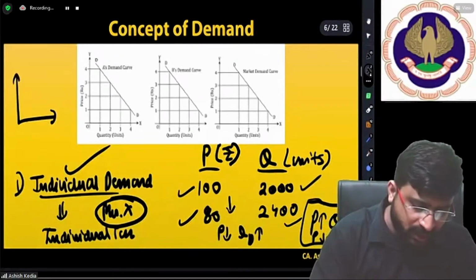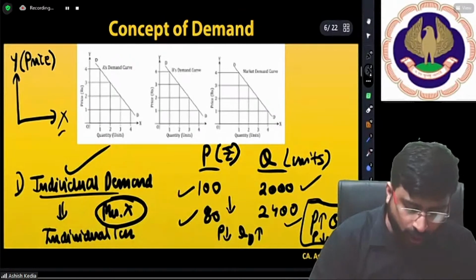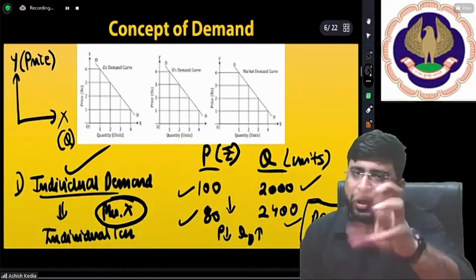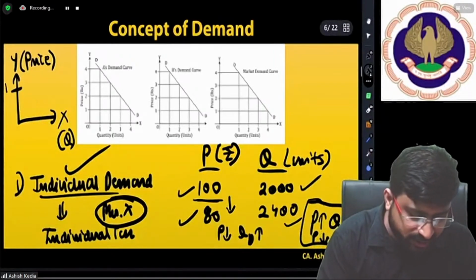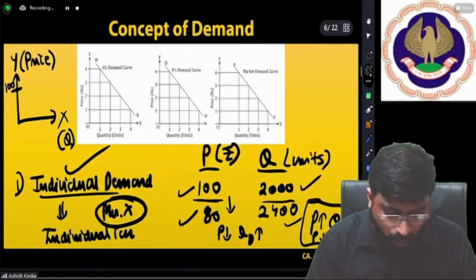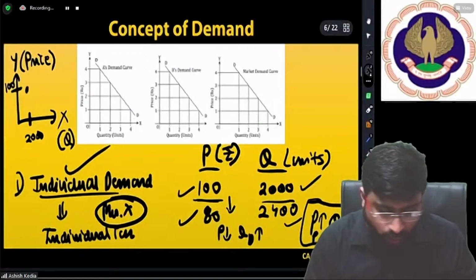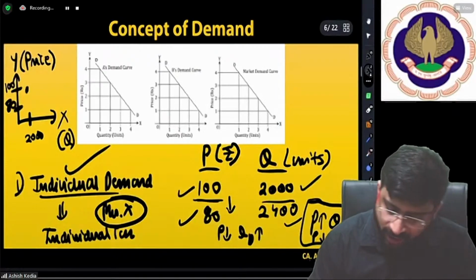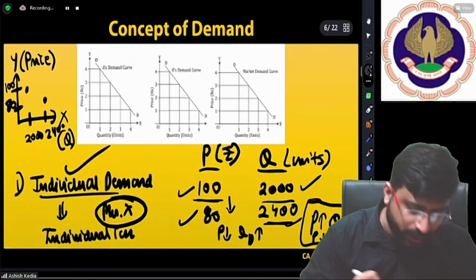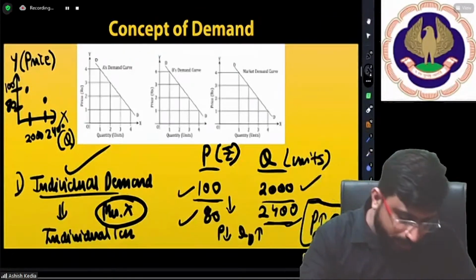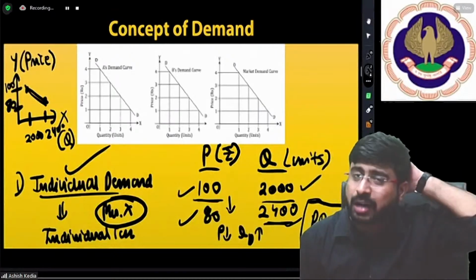So guys, this is the y-axis, this is the x-axis. If you plot price here and quantity here, you will automatically get a similar curve. Let's say price is 100, quantity is 2000, so I plotted it here. But let's say price has gone down to 80. Now quantity has gone up to 2400, so the new intersection is taking place here. When we join them both, that is it. This is our demand curve.